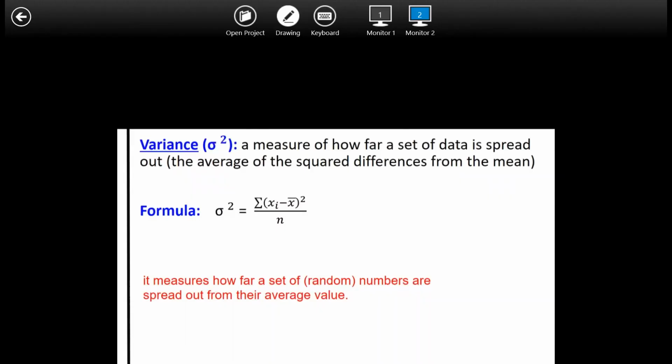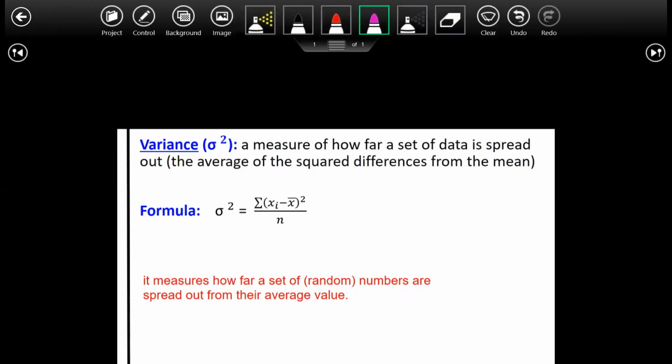The variance is represented by sigma squared. This little sideways mark here is sigma, and it's used to show how far our set of random numbers are from their average value. The variance is usually a number that we use to solve for the standard deviation. So you should be able to tell me the variance. That's going to be a number, and we're going to use that to solve for the standard deviation.